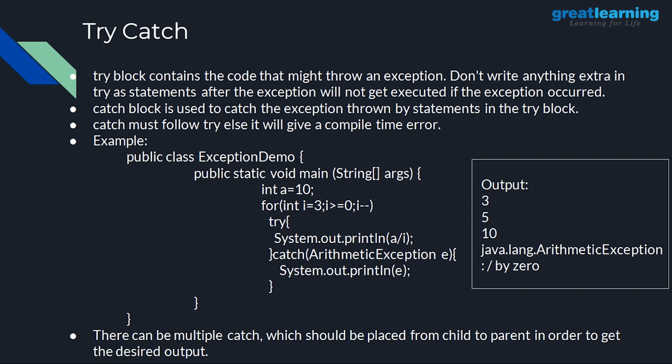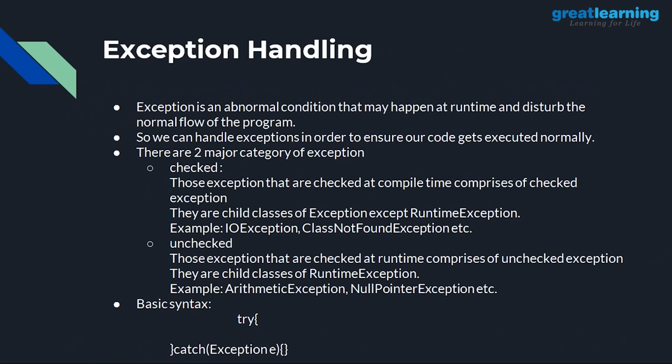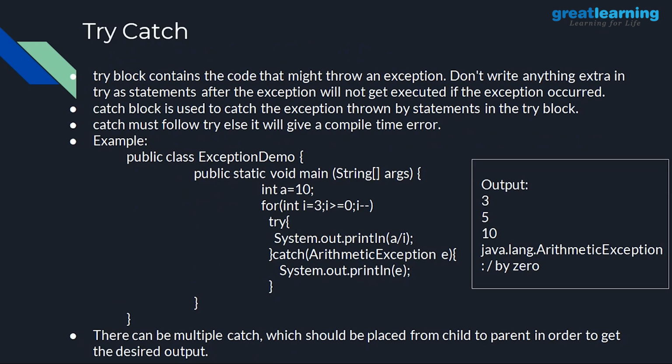There can be multiple catches, which should be placed in child to parent order in order to get the desired output. So if you're trying to implement multiple catches, that can also be done. What do you mean by child to parent order? There should be an order while you're implementing the catch. For example, there is a general exception class, written here as Exception e. This is the parent class. ArithmeticException is the child class of this Exception class. So the Exception class is the parent of every exception.